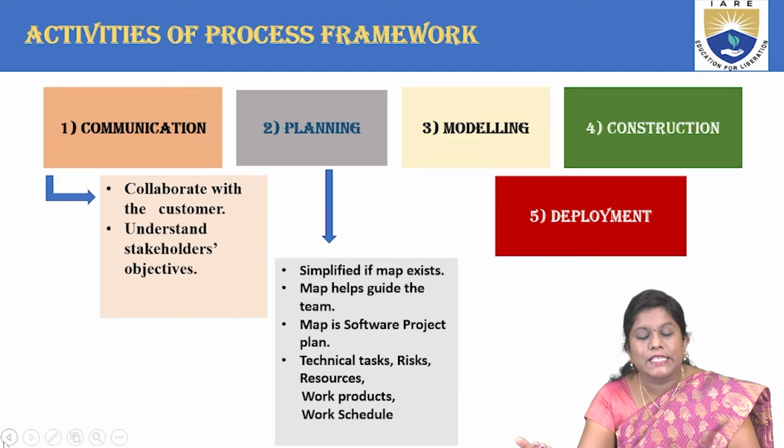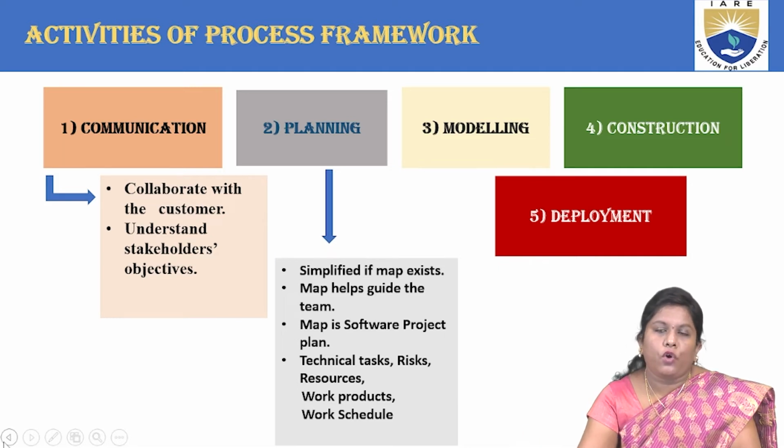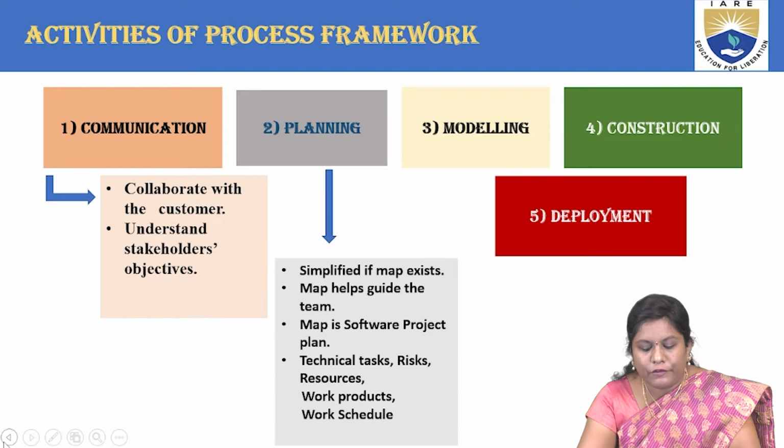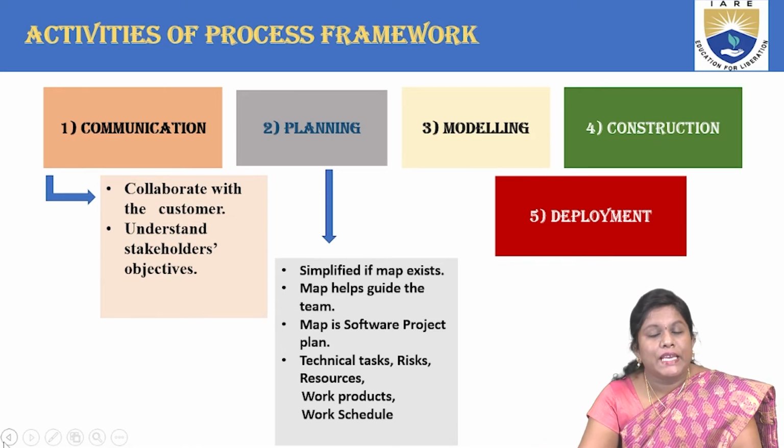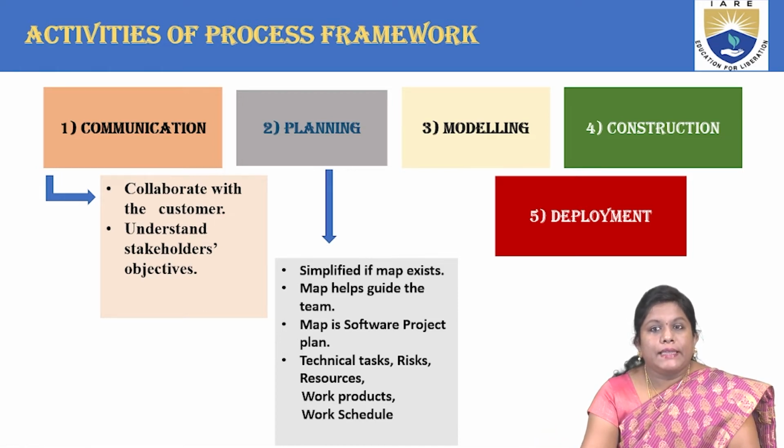So what exactly is planning in the activities of the process framework? Look at the first point that is specified: simplify if map exists. Now what is this map? That is what I have told you. It is the document that an individual makes: what are my duties tomorrow? For that, what I have to plan today. So you have to simplify if map exists. That map is helping to guide the team. Map helps guide the team.